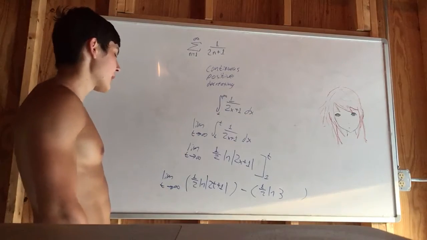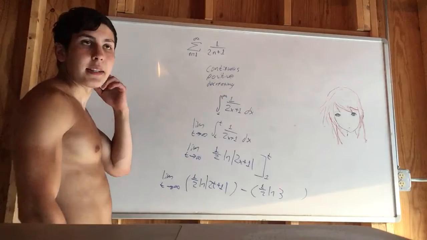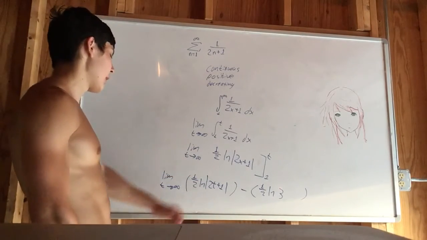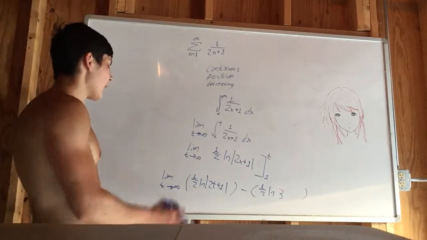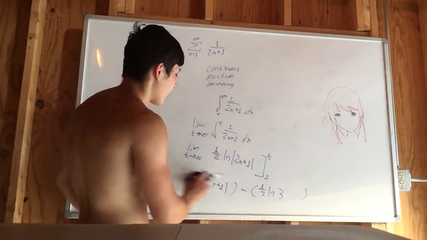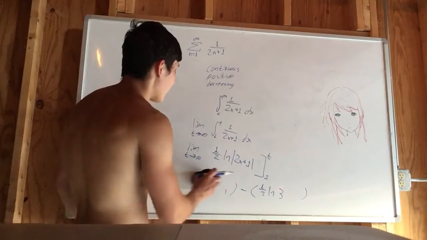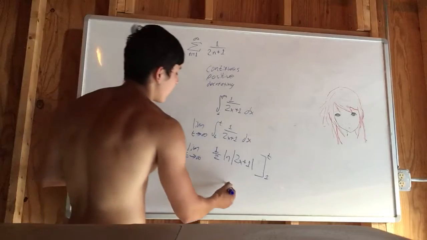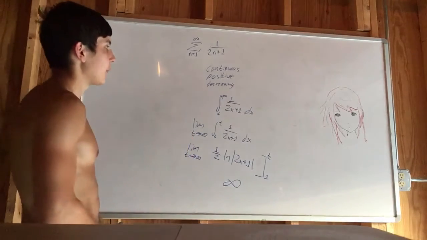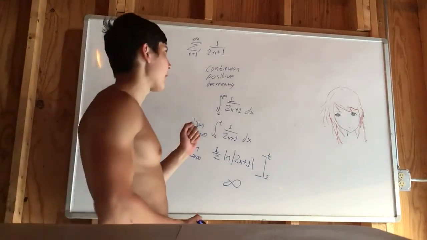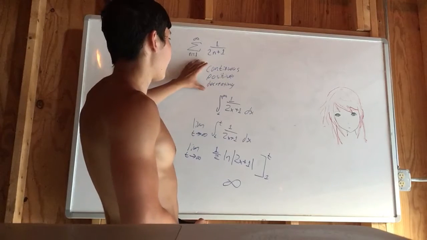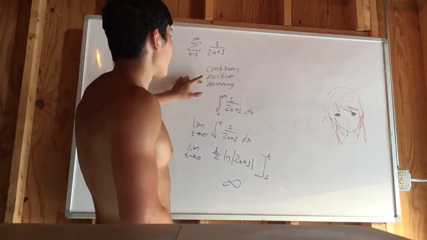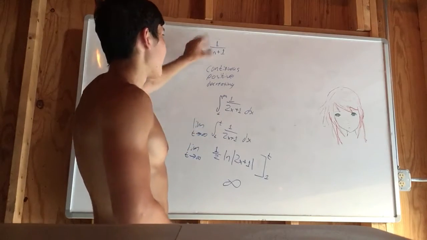So what would happen with this, if we plug infinity into that, the natural log goes to infinity. So infinity times 1/2 is still infinity. And you subtract some weak number from infinity, it's still infinity. So infinity. That means that our integral diverged, and because this fulfilled all of these conditions, then the series also diverged.